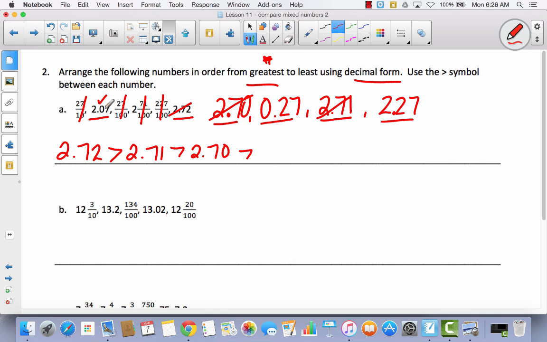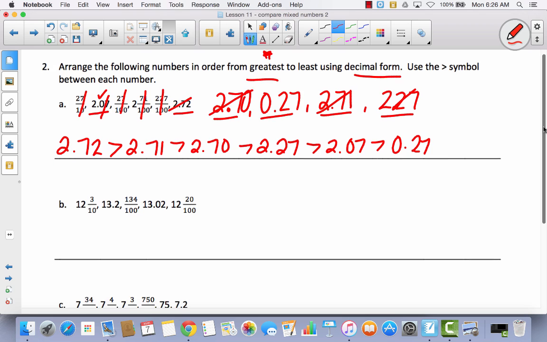So one of my next ones is going to be these ones with a 2 as a whole number, right? So if this is 2 and 7 hundredths, and this is 2 and 27 hundredths, then 2 and 27 hundredths has to come next. And then 2 and 7 hundredths, and then lastly 27 hundredths. Okay, so notice I had to convert all of these to decimals, and then I changed them all to hundredths to be able to compare them easier.